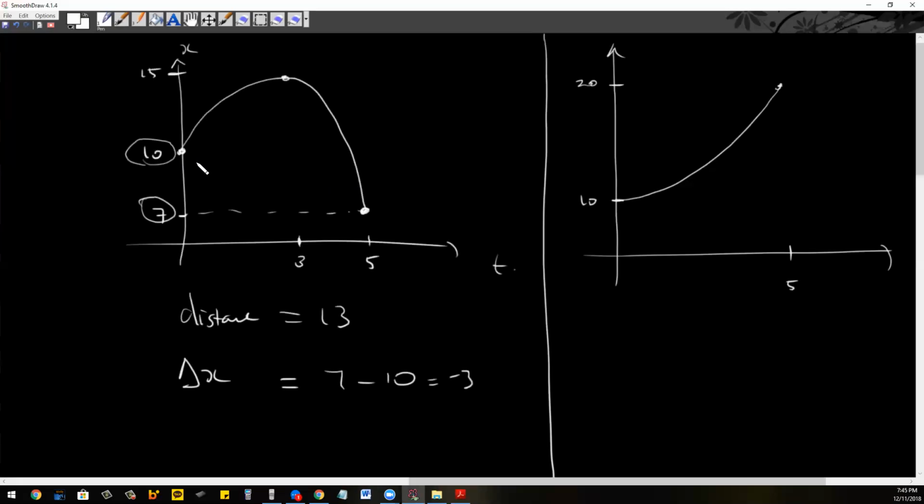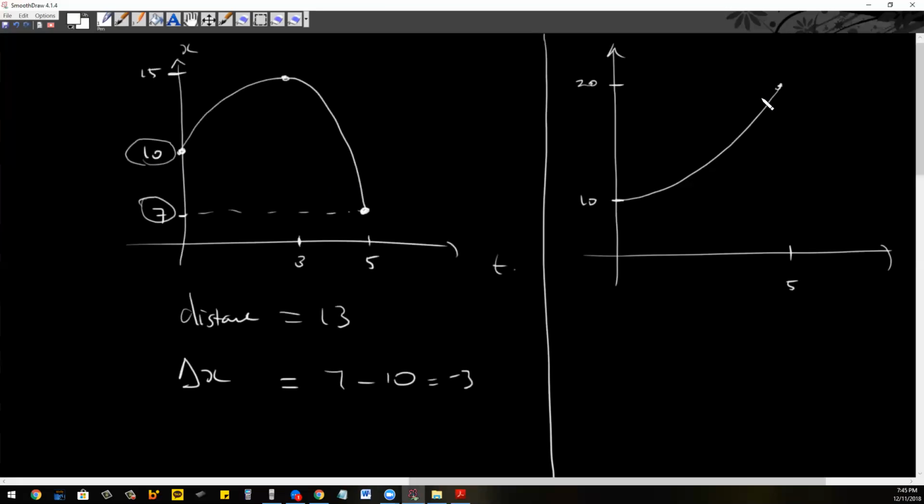So this is over 5 seconds, right? If you divide the distance by 5, then you get average speed. If you divide the change in displacement by 5, then you get average velocity. Make sense? Yeah. Now have a look at this one here.